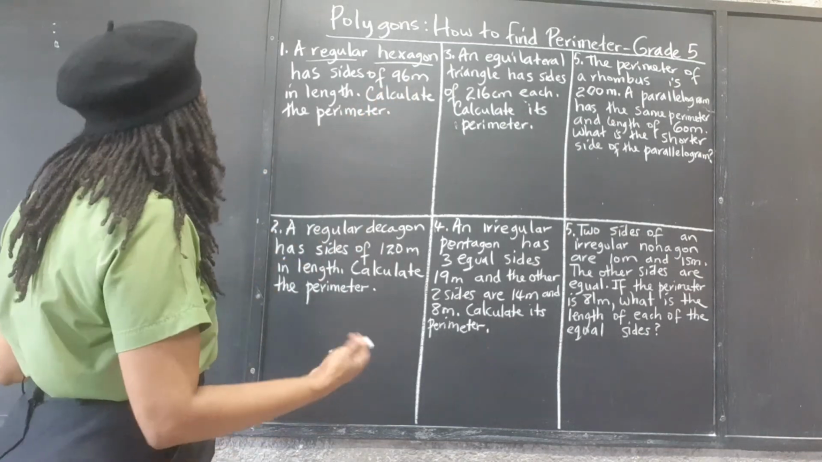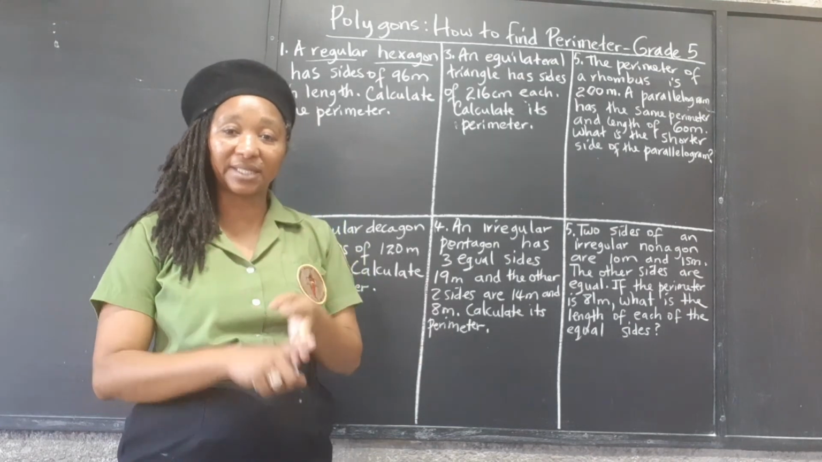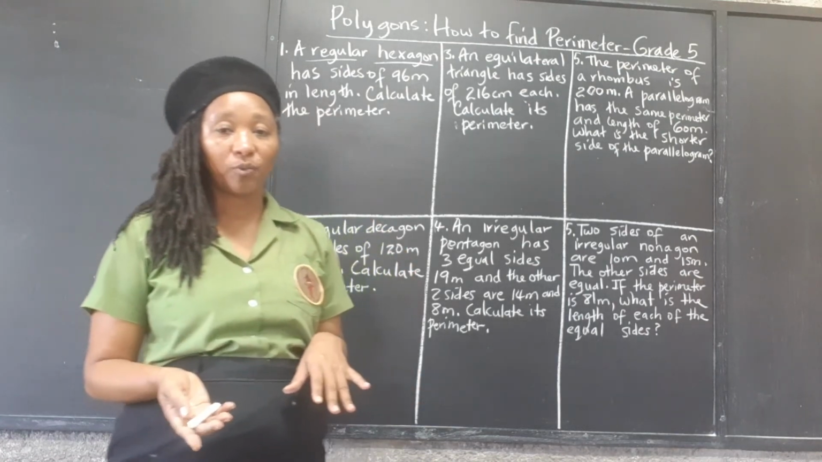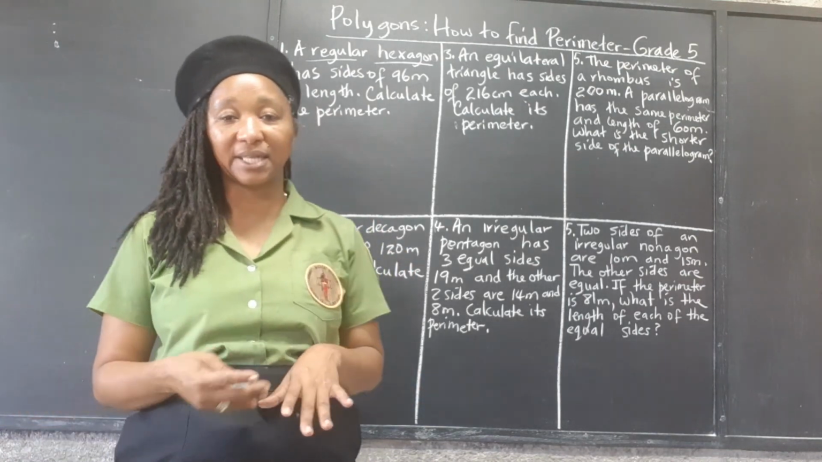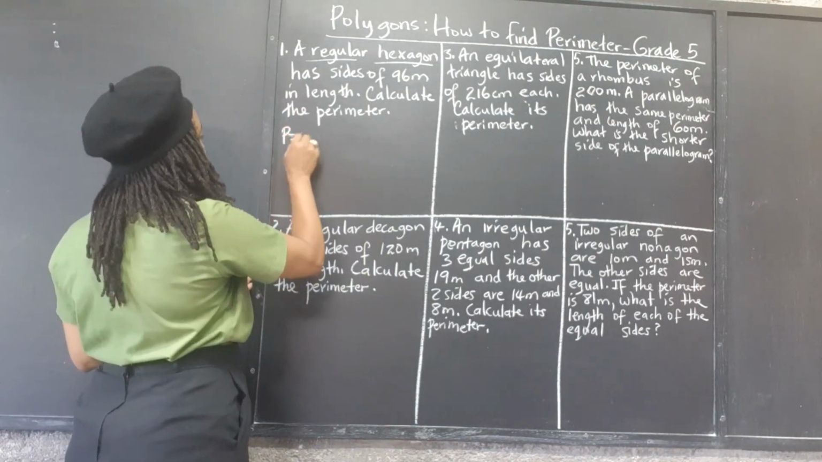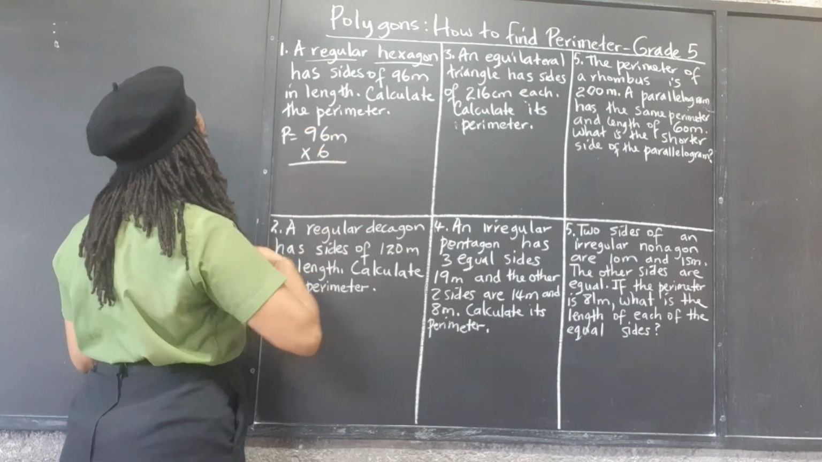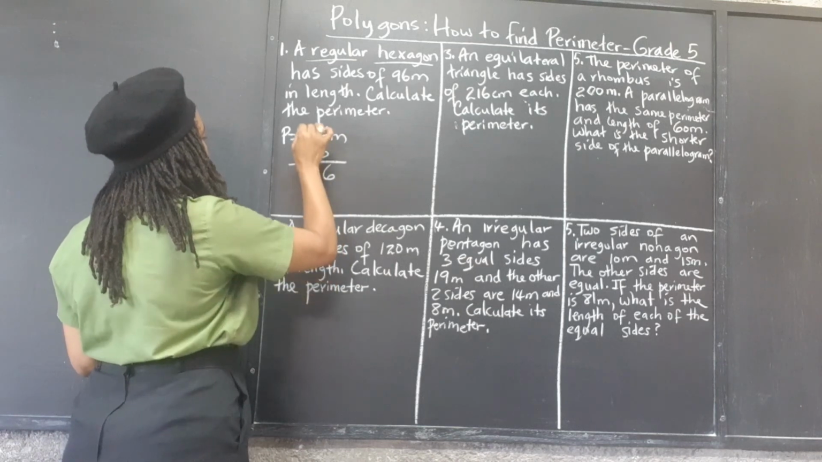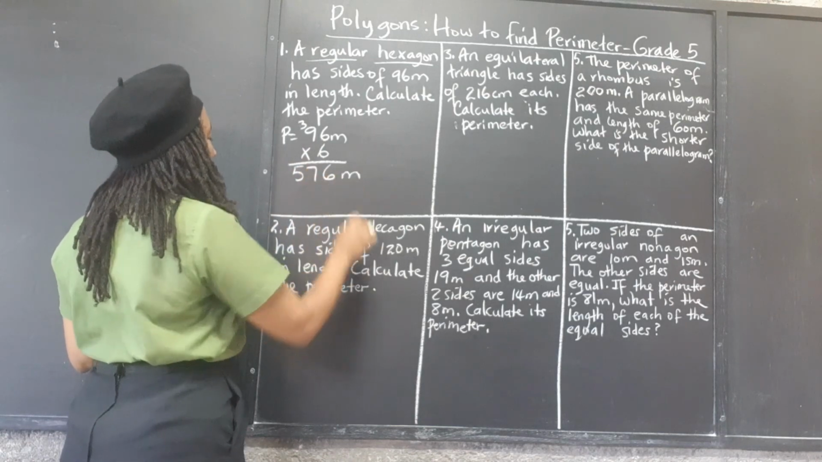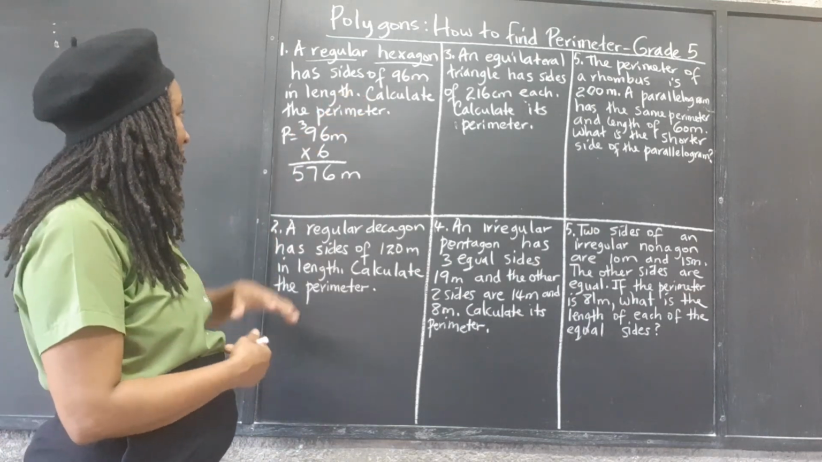all the sides are 96 meters. So the perimeter, we could add 96 plus 96 plus 96 plus 96 plus 96 plus 96. Or we could know that adding 96 6 times is the same as multiplying 96 by 6. So the perimeter then would be 96 meters times 6, because all 6 sides are equal. 6 6s is 36, 6 9s is 54 plus 3 is 57. So that's 576 meters is the perimeter of this hexagon.